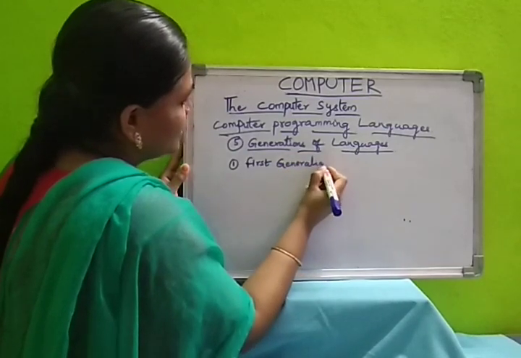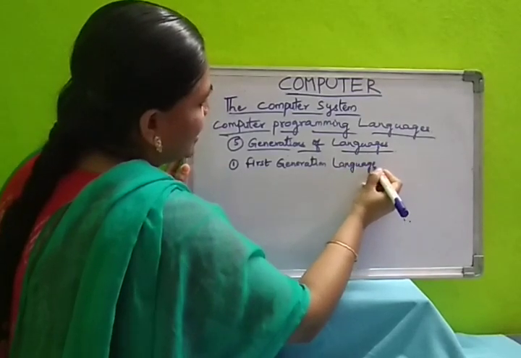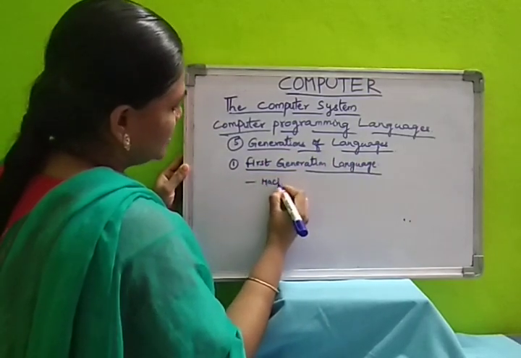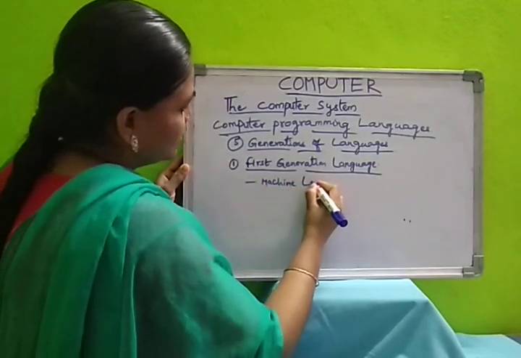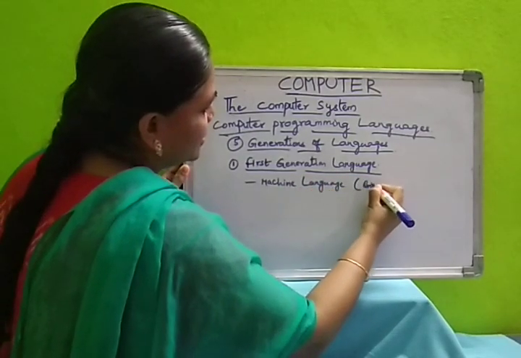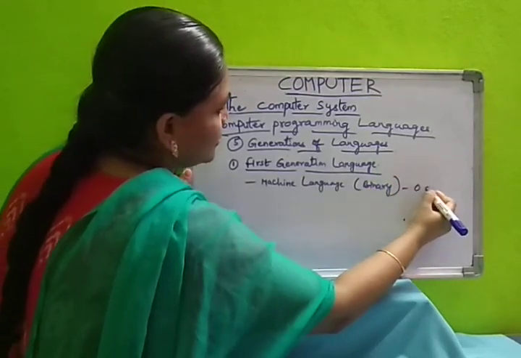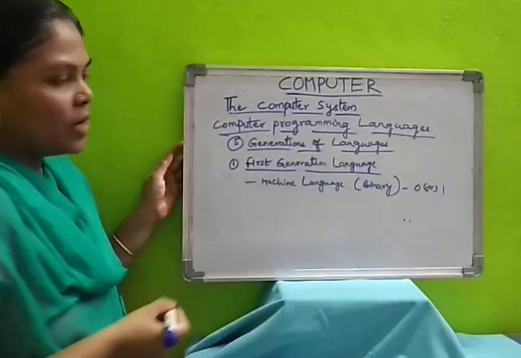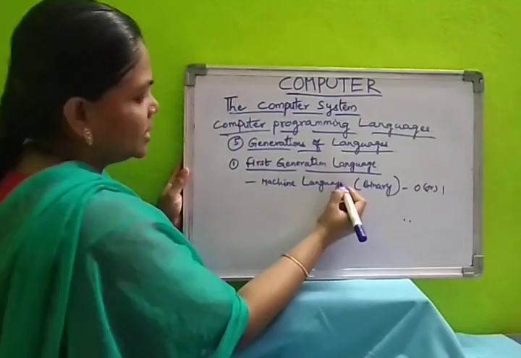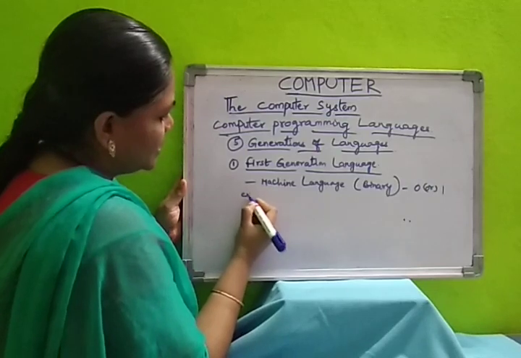In this first generation language, only machine language is used, zeros and ones. Machine language is nothing but binary language. Binary codes are used, that is 0 or 1, only zeros and ones. In 5th class we learned how to convert any information into binary form. Let me show you one example here.